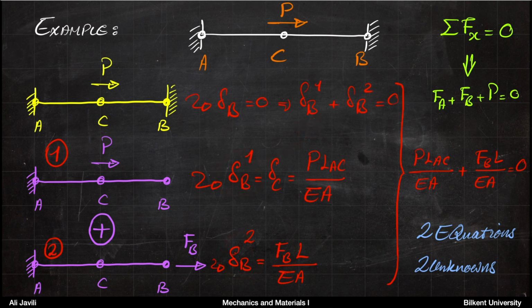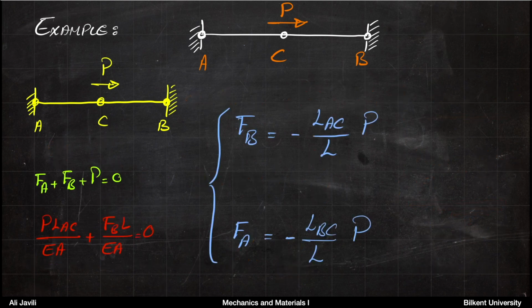You put all these together, then you get an equation. So this is your red equation. And you had the green equation. Now you have two equations, two unknowns. And if you solve for FA and FB, you end up with this relation. So FA would be minus LBC divided by L times P. FB is minus LAC divided by L times P.